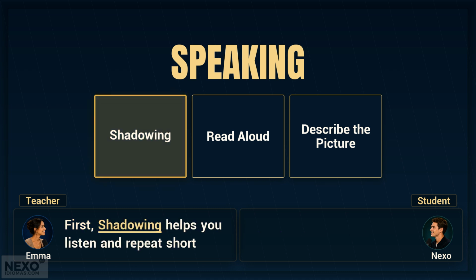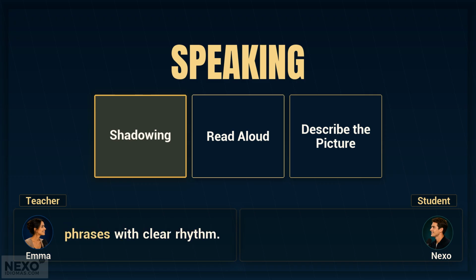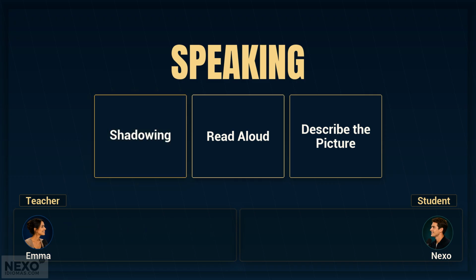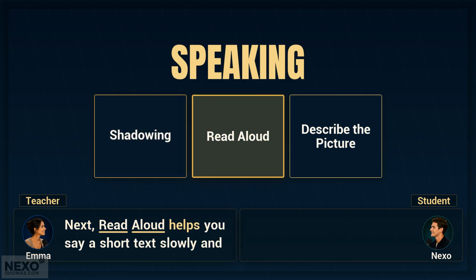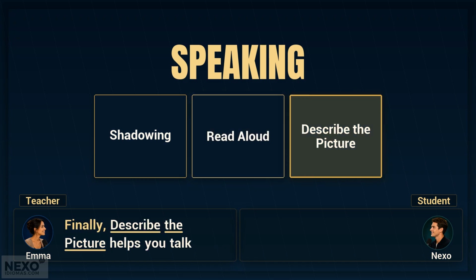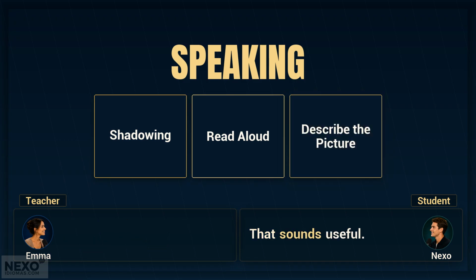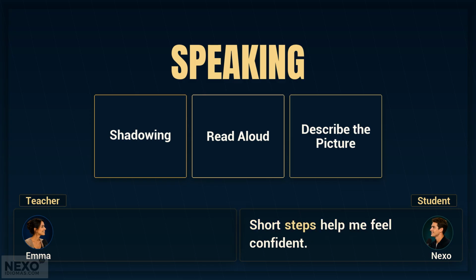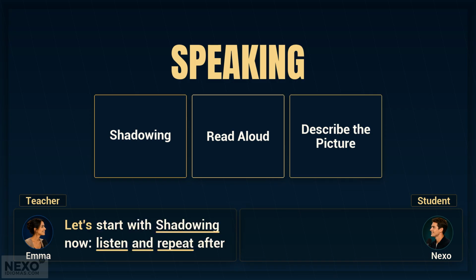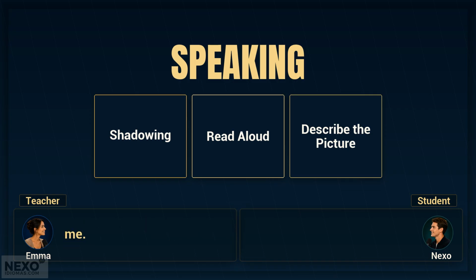First, shadowing helps you listen and repeat short phrases with clear rhythm. Next, read aloud helps you say a short text slowly and clearly. Finally, describe the picture helps you talk about what you see in simple words. That sounds useful. Short steps help me feel confident. Exactly. Let's start with shadowing now. Listen and repeat after me.